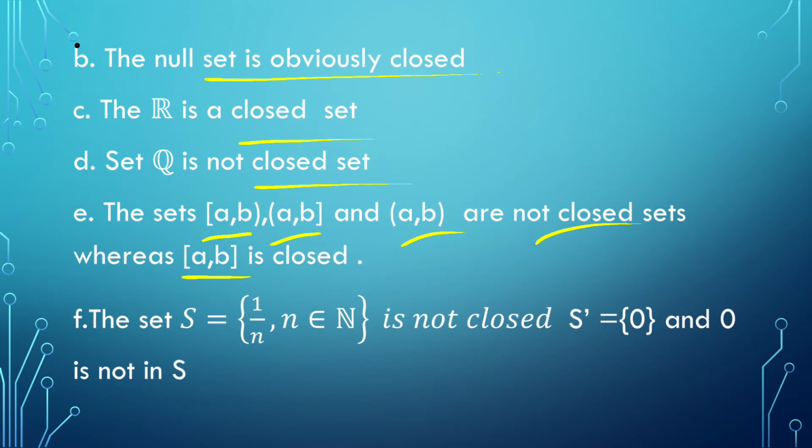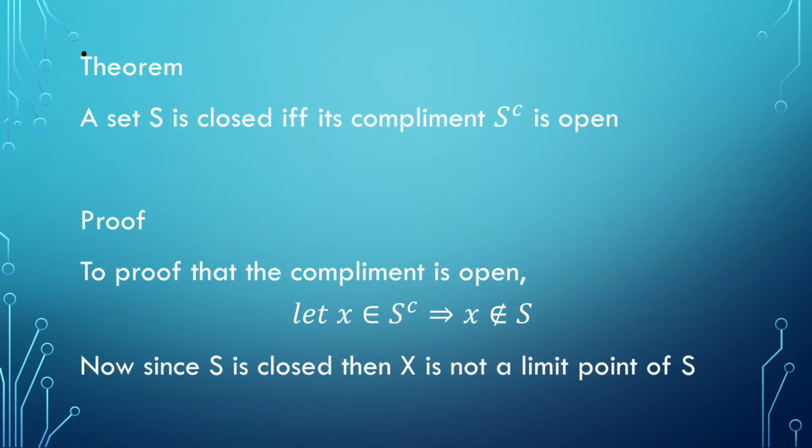Now let's look at this set S, which is given here. If you look at this, you'll find that it has a limit 0, but this limit 0 is not inside S. Therefore, this S is not closed. Remember, every limit point of S should be in S. So in this case, 0 is a limit point of S, but it's not in S, and that makes this set not closed. Okay, let's look at our theorem.